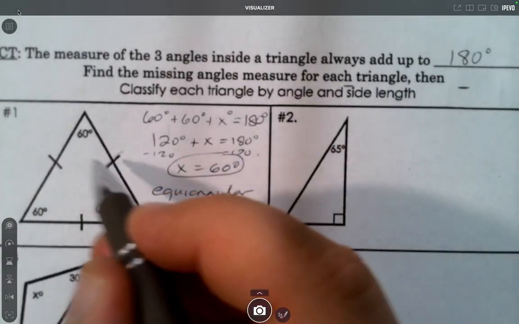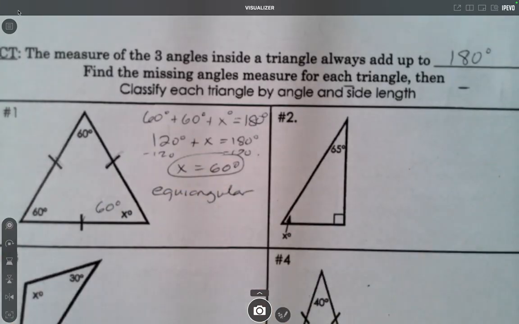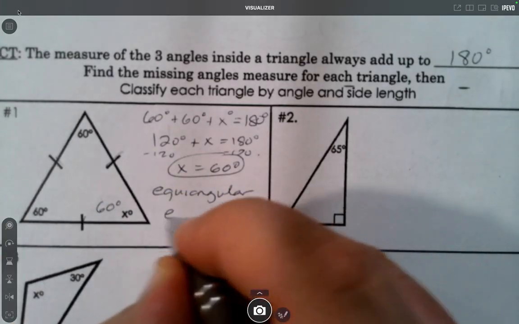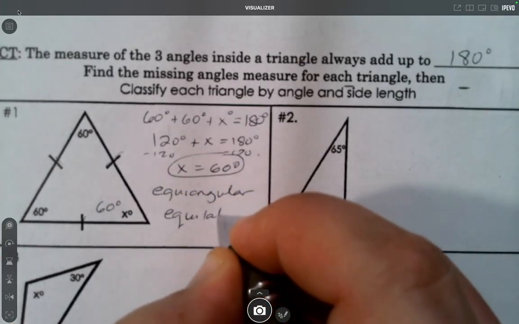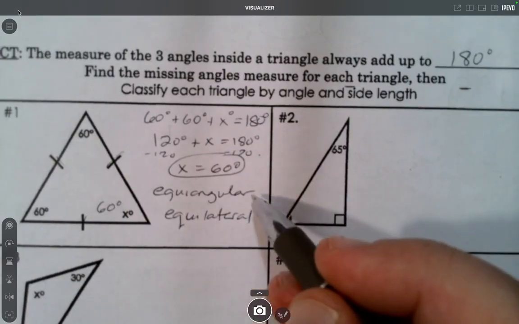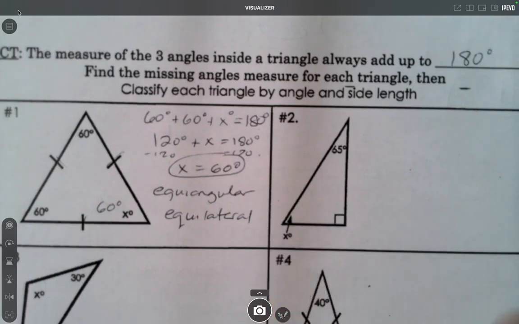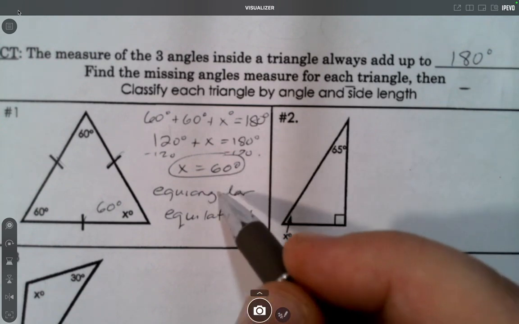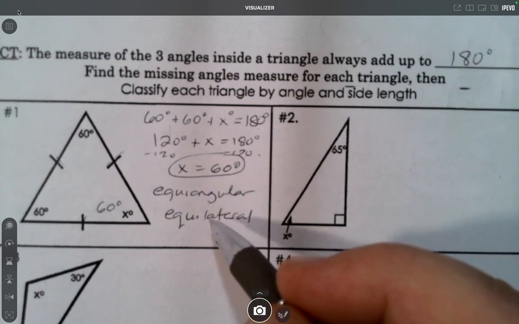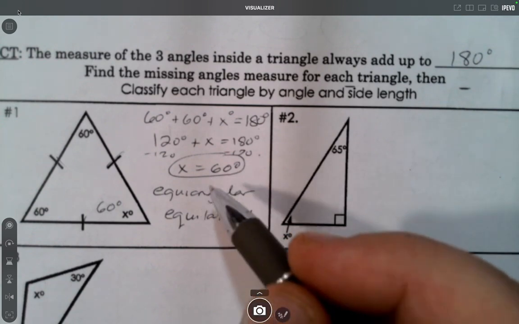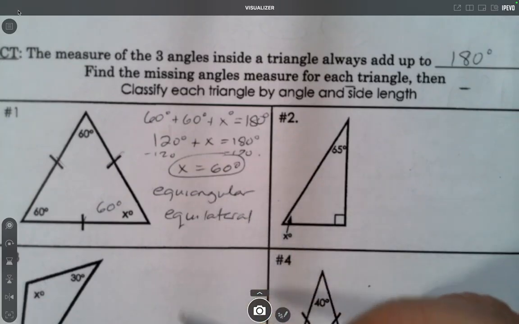If you notice, there's a tick mark in all three of them, so that means all the sides are also equal. So I'd say it's equilateral. So that defines it by its angles. That defines it by its sides. And I'll tell you a little secret. This isn't true for any of the other words we'll use. But these two always go together. Always. If all the angles are equal, all the sides are equal. If all the sides are congruent, all the angles are congruent too.